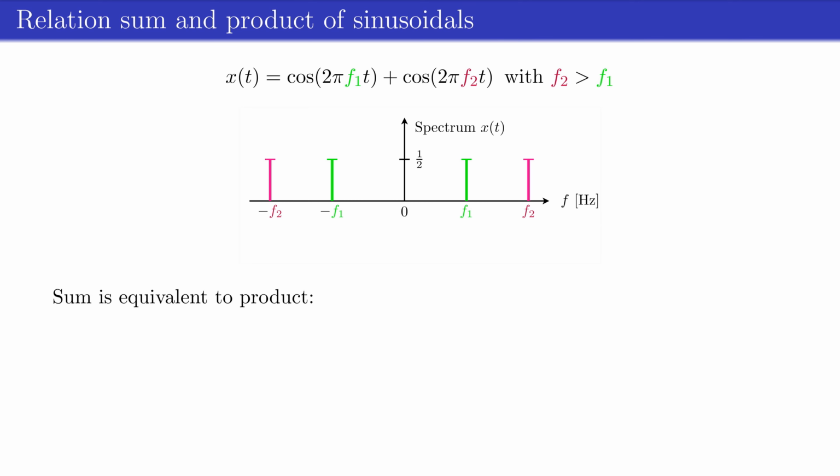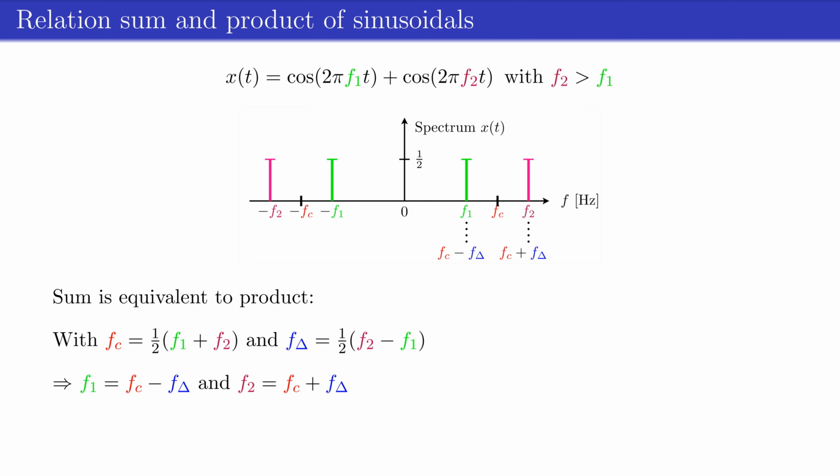In order to write the sum as a product, we introduce two new frequencies, namely the so-called carrier frequency f_c, which is the average of the frequencies f_1 and f_2, and the difference frequency f_delta, which is the difference of both frequencies f_1 and f_2 with the carrier frequency. So we can express both of the frequencies f_1 and f_2 as the difference and the sum of f_c and f_delta respectively. By applying Euler, it follows that this results in the given product of sinusoidals with frequencies f_c and f_delta.